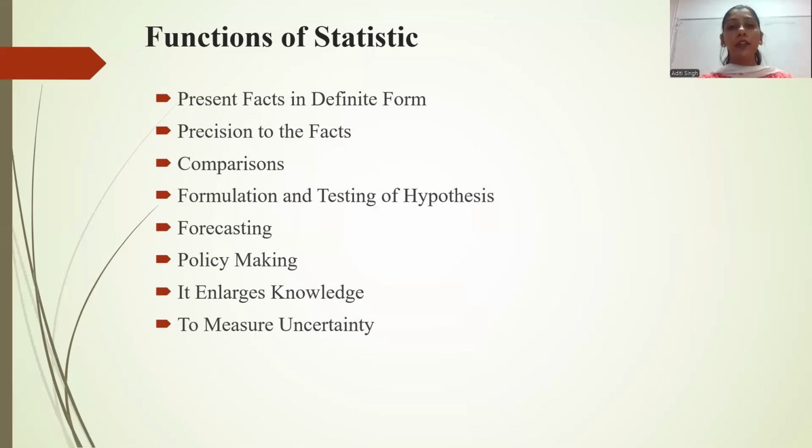It can be done with the help of data. It can be done by going through various steps to collect the data, to analyze it, to interpret it. By following all these steps, a person can reach a rational conclusion. Okay, and the last function of statistics is to measure uncertainty.